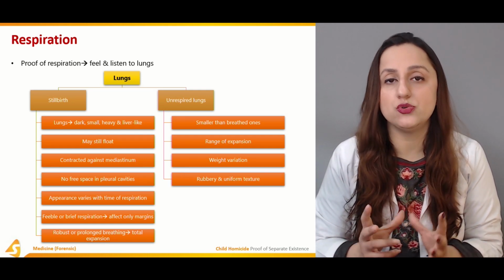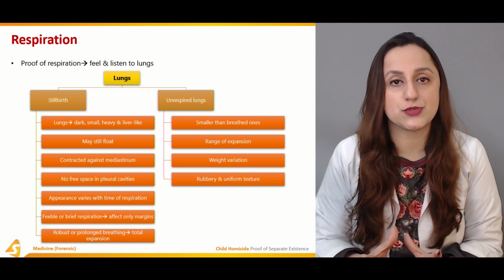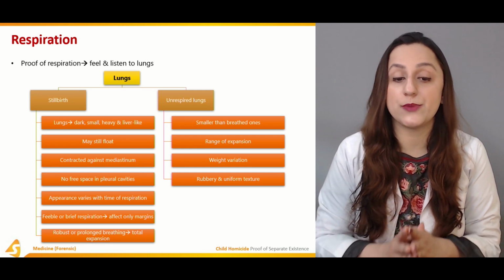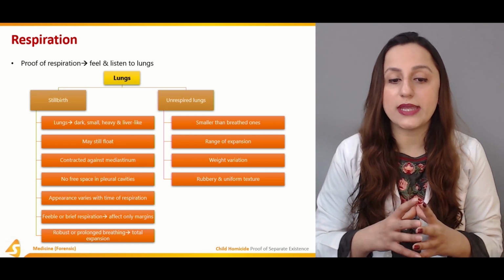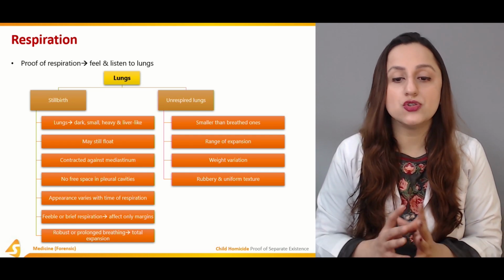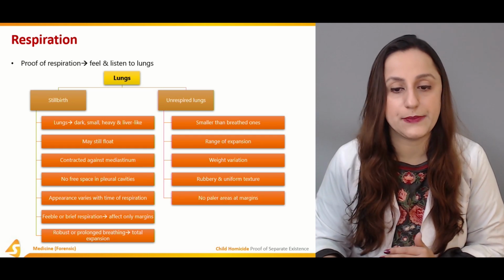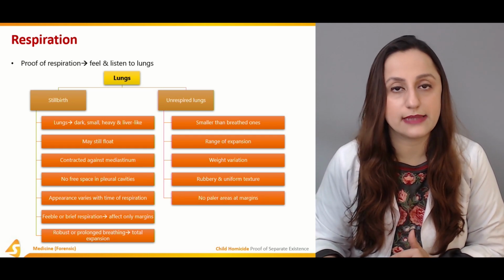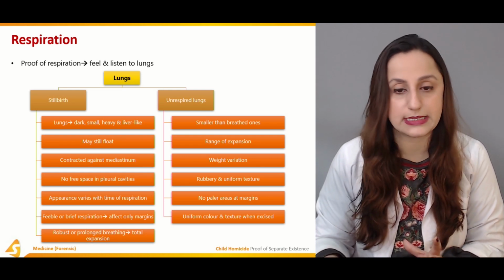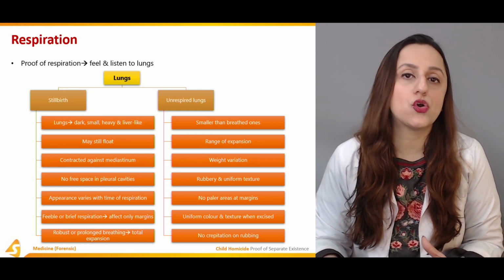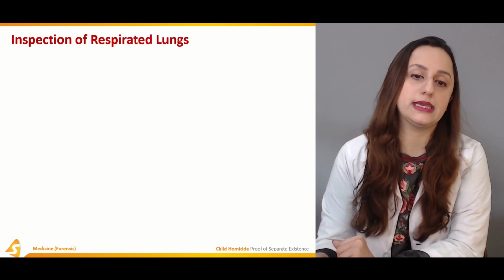The texture is usually rubbery and uniform. So this is going to be the texture over here, and when we compare it with the stillbirths, the texture over there is quite contracted and it is not rubbery in consistency. Now, no pallor areas at the margins are quite commonly seen. There is a uniform color and texture when excised. No crepitations or rubbings are formed in such a case.